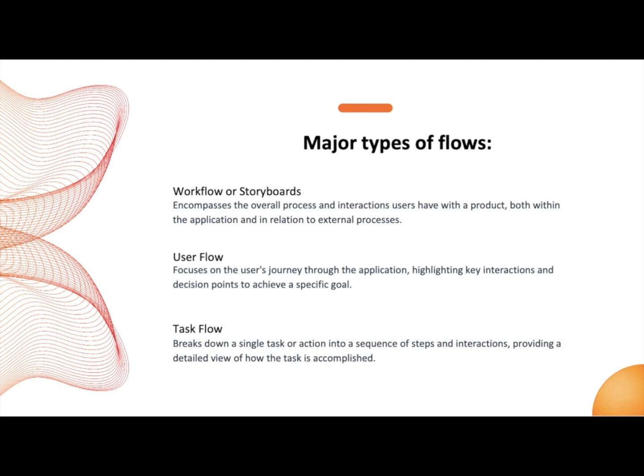So basically there are three types of flows that we use in our design process. First one is the workflow or storyboards. They show the biggest picture for a flow. They view everything in a broader category and lay out how the user approaches the app. They encompass the overall process and interactions users will have with the product, both within the application and in relation to external processes.